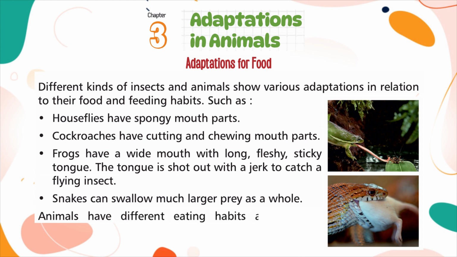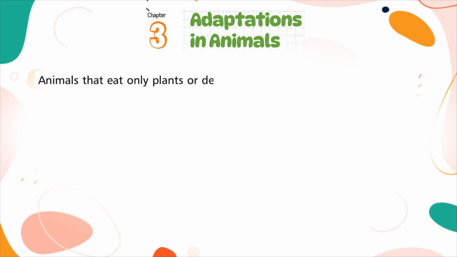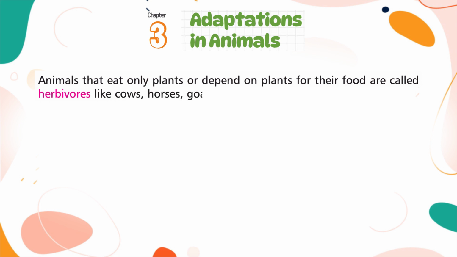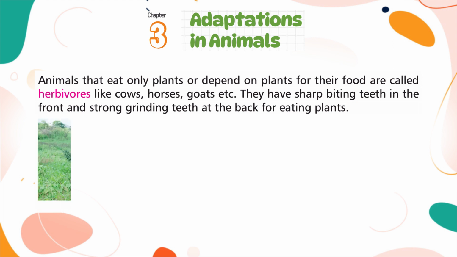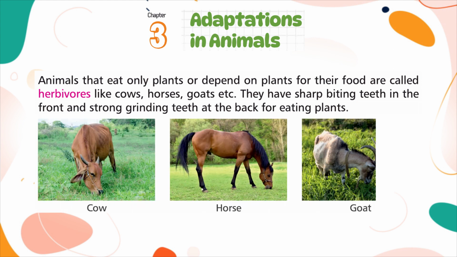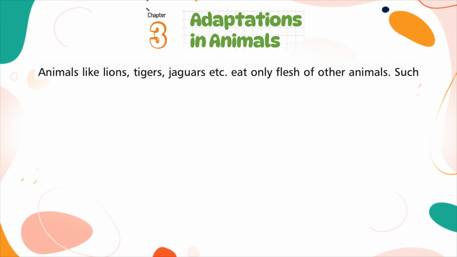Animals have different eating habits as they eat different types of food. They adapt themselves according to the food they eat. Animals that eat only plants or depend on plants for their food are called herbivores, like cows, horses, goats, etc. They have sharp biting teeth in the front and strong grinding teeth at the back for eating plants. Cow, horse, goat.